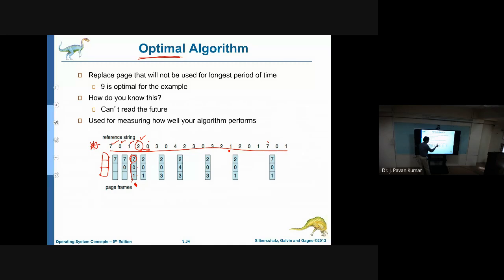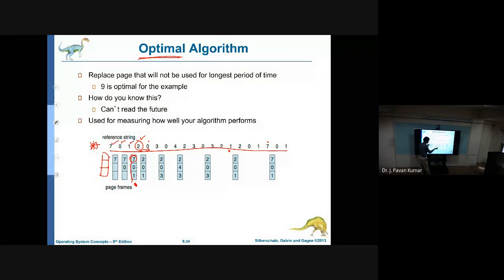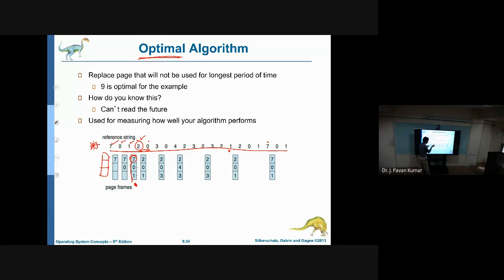We will be seeing the future, what pages we may require. If we require a certain page prior to another page, then we will choose the other page for replacement. We will keep that page in main memory. Like 0 we will be referring in the future, and afterwards 1 we will be referring.